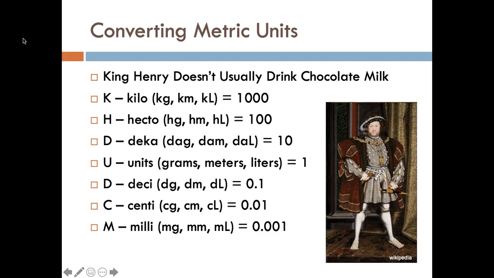So you take those base units and you put the prefix in front of it, and if it's kilo, it's 1,000 of the base unit. If it's milli, it's a 1,000th of the base unit. So there's 1,000 milligrams in a gram, and there's 1,000 grams in a kilogram.